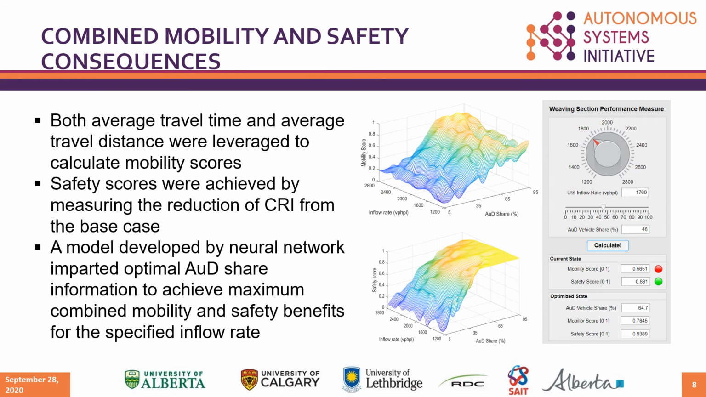To attain a balanced mobility benefit, both the average travel time and average travel distances were leveraged to calculate mobility scores. Safety scores were achieved by measuring the reduction of crash risk index from the base case. A neural network is developed with inflow rates and automated vehicle shares as input and corresponding mobility and safety scores as output. The finalized model was then applied to obtain scaled mobility and safety scores for specific inflow rates and automated vehicle shares in the weaving section. Furthermore, the model imparted optimal automated vehicle share information to achieve maximum combined mobility and safety benefits for the specified inflow rate. This information would be critical for traffic operation and management authorities to impose controls enabling inflow rates and automated vehicle shares to attain more efficient flow and safer traffic movement through weaving sections.